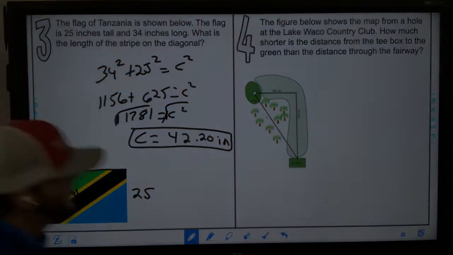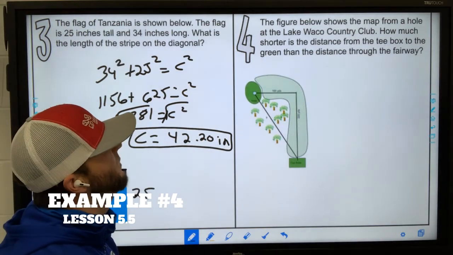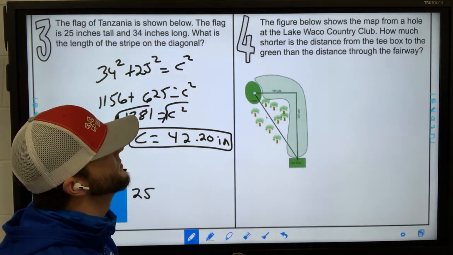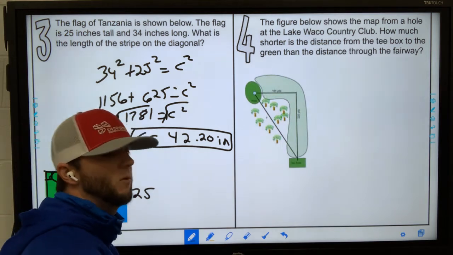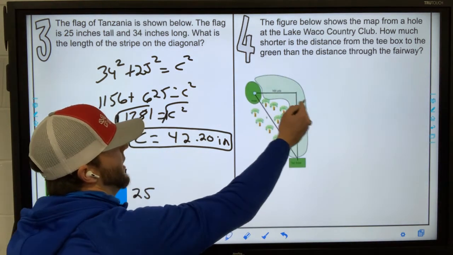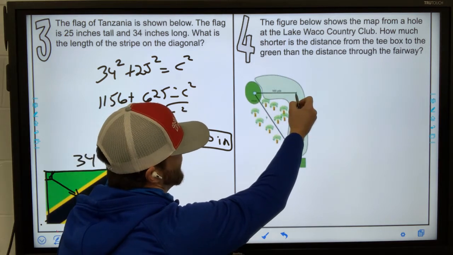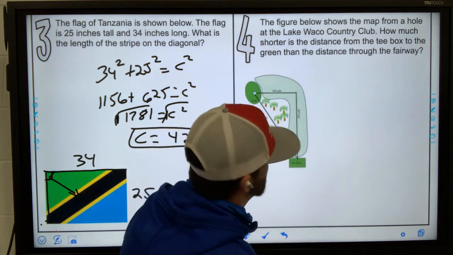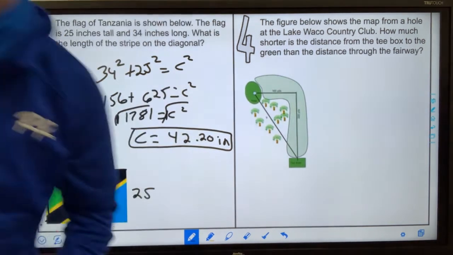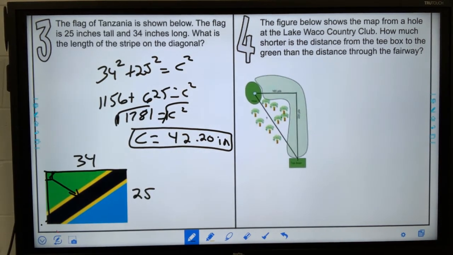Okay? All right, so the figure below shows the map of a hole at the Lake Waco Country Club. How much shorter is the distance from the tee box to the green than the distance to the fairway? So right now, if you look, surely you're going to hit here to the fairway and then hit straight down. So this shows, here we go. I'm going to pause right there. 165, 220. Okay.